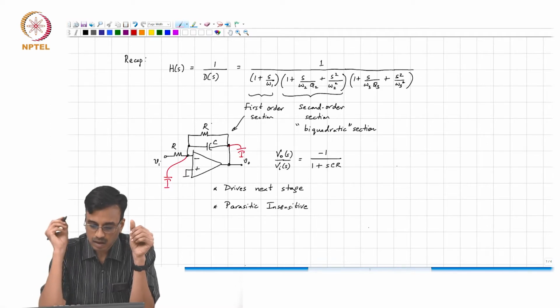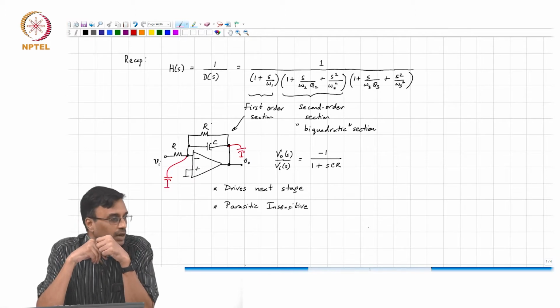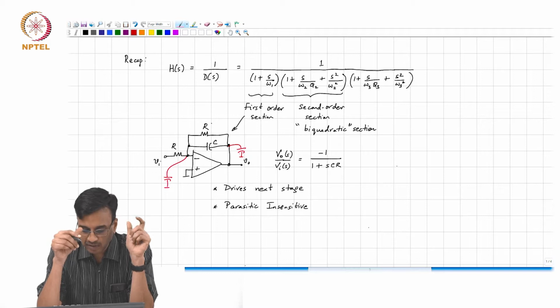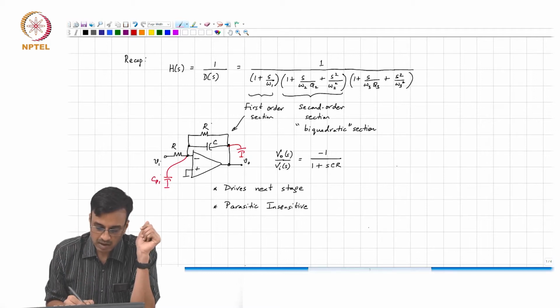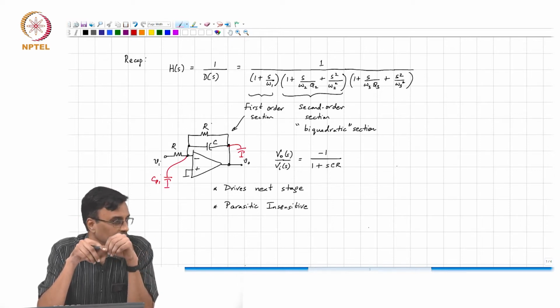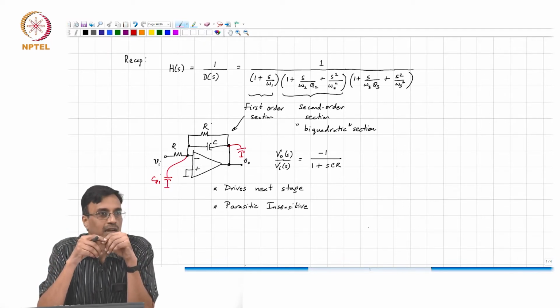is sitting at virtual ground, where the voltage swing across this capacitor CP1 is 0, simply because one terminal is real ground, the other terminal is virtual ground, and as long as the op-amp is ideal, CP1 has no role to play on the transfer function.